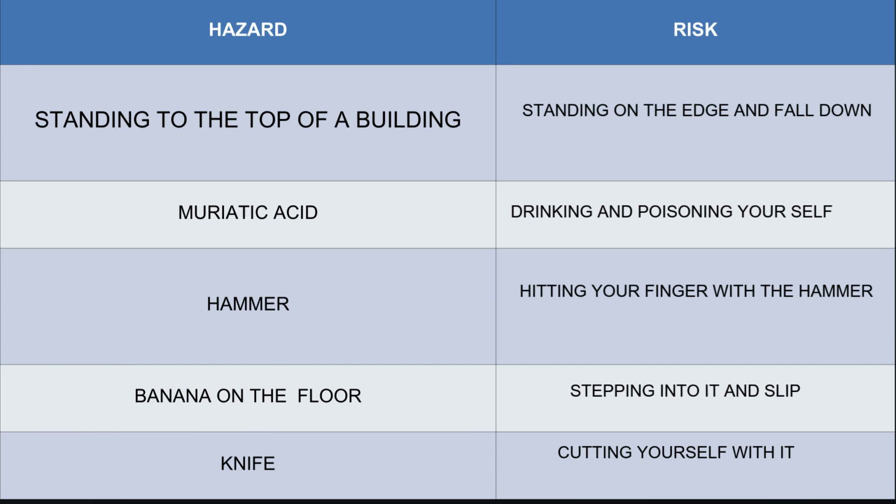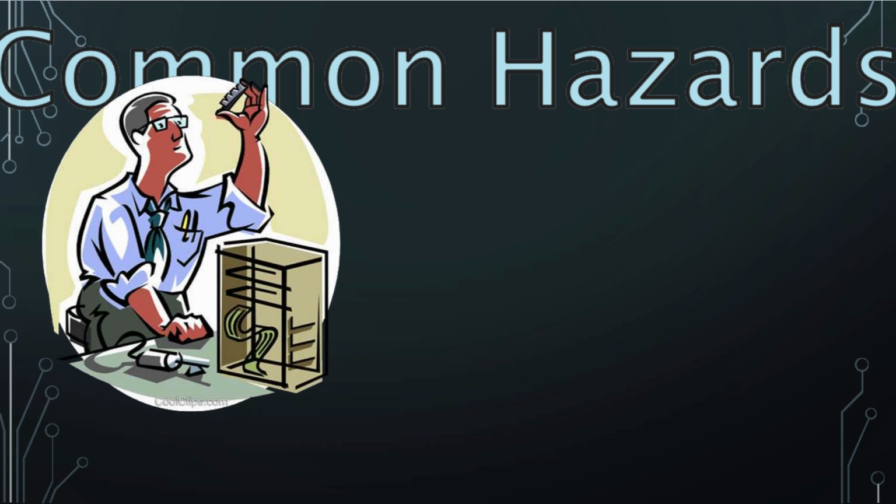Finally, there's a knife. Using it carelessly can result in cuts. Always use the right technique and handle it responsibly. These everyday objects can become hazards if we're not careful. It's important to recognize these risks so we can take proactive steps to ensure our safety and the safety of others around us.